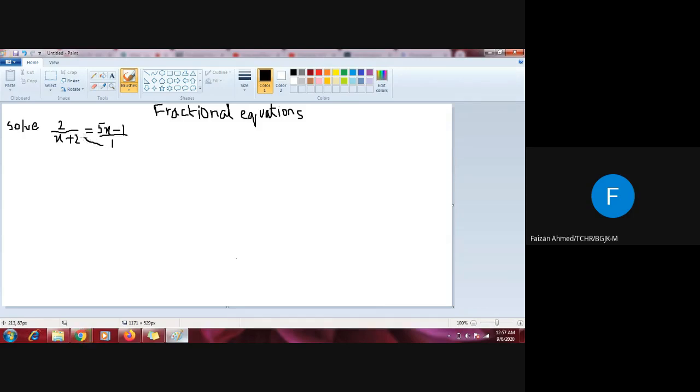Since this is equal to, we will cross multiply it, and this will become 2 times 1 is 2, and this 5x minus 1 will be in a bracket because I have to multiply it with x plus 2. So I will put this in a bracket, and then I will shift this x plus 2 over here.